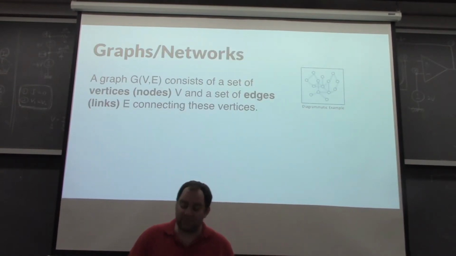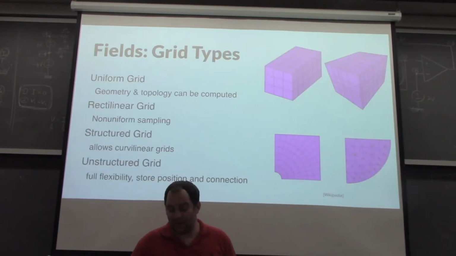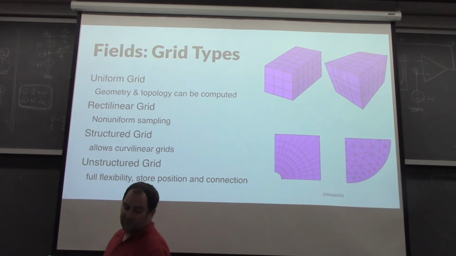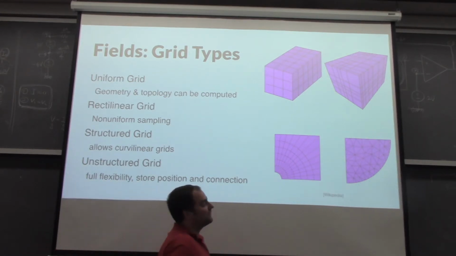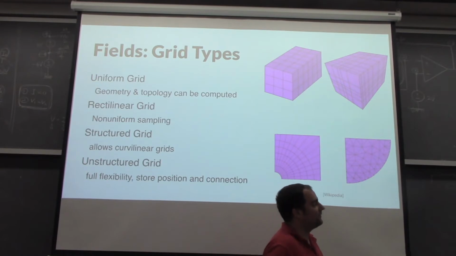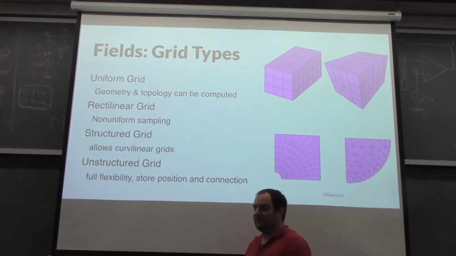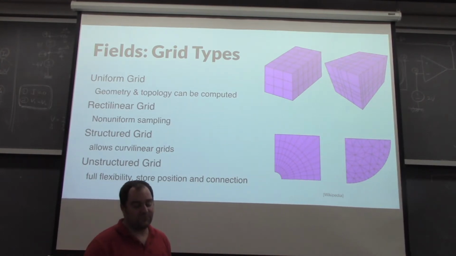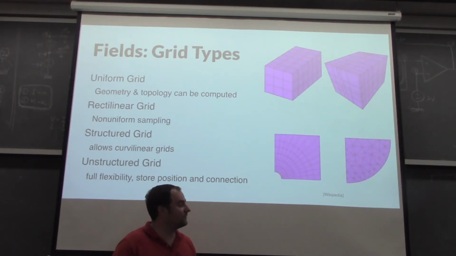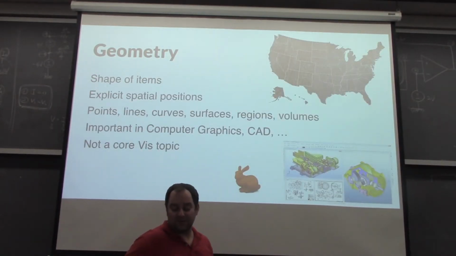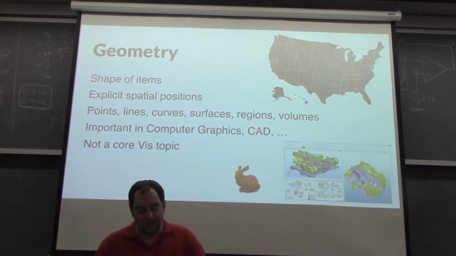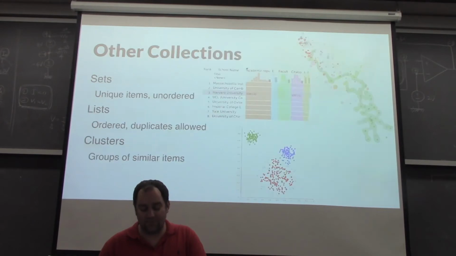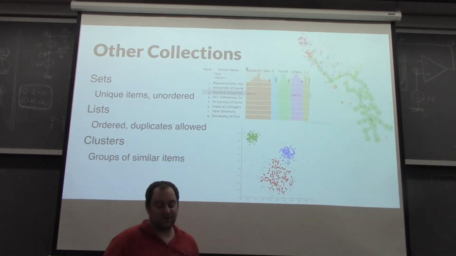Okay. We talked about graphs or networks, and we'll talk more about graphs when we talk about graph visualization. Then we talked about fields, especially about these grid types, how these fields are sampled. Remember, fields are these continuous data sources, and we have to somehow sample them. We have uniform grids, rectilinear grids, structured grids, and unstructured grids. We talked about geometry, which defines the shape of the items by using explicit spatial positions, which is not really a core visualization topic, but we'll be encountering it when we deal with maps. And then we had other collections such as sets, lists, and clusters.